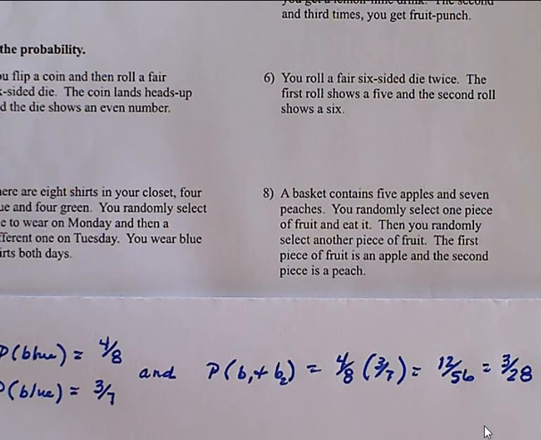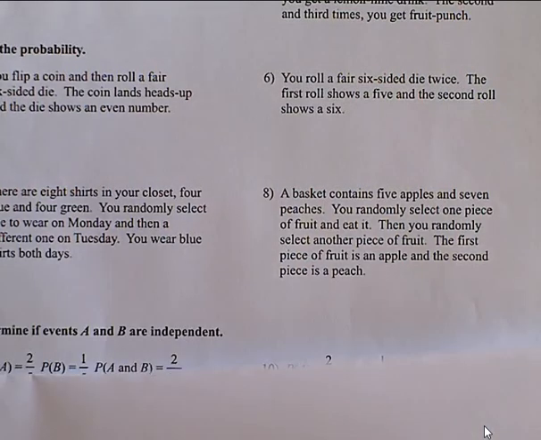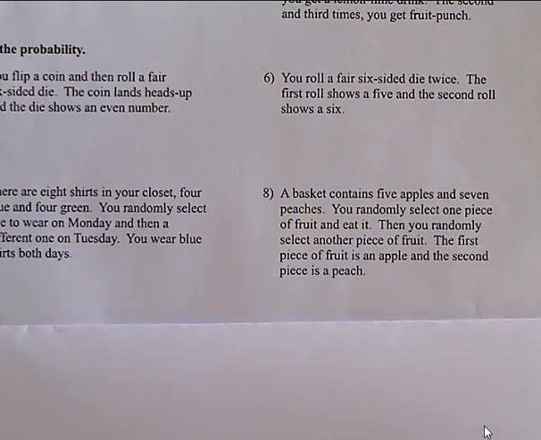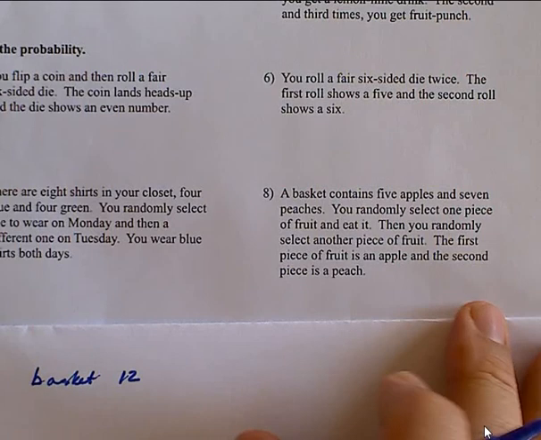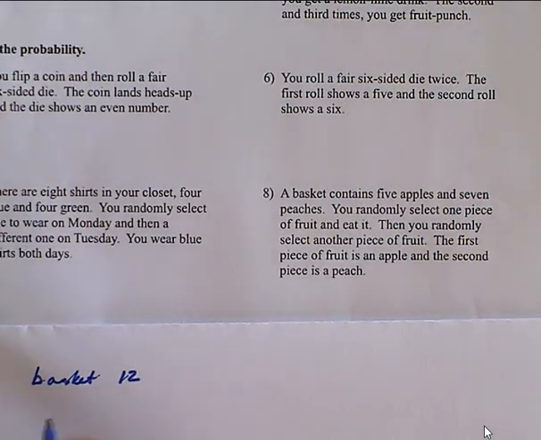Now, if, for example, they do replace, then we go back to the original probability the second time. So let's say we've got number 8. A basket contains 5 apples and 7 peaches. So here's my basket. 12 items. 5 apples, 7 peaches.